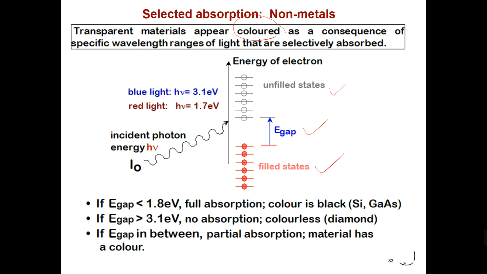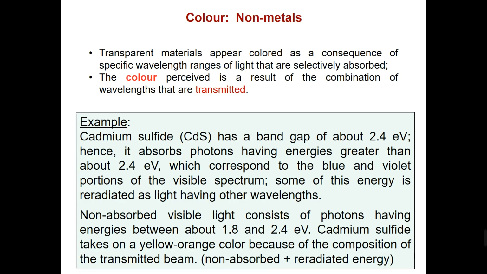If band gap energy E gap is larger than 3.1 electron volt, there will be no absorption and it's going to be colorless. For example, diamond. Okay, if E gap is in between, partial absorption, material has a color. Boleh jadi macam-macam lah. So that is the relation between band gap energy and the color of the non-metal materials.